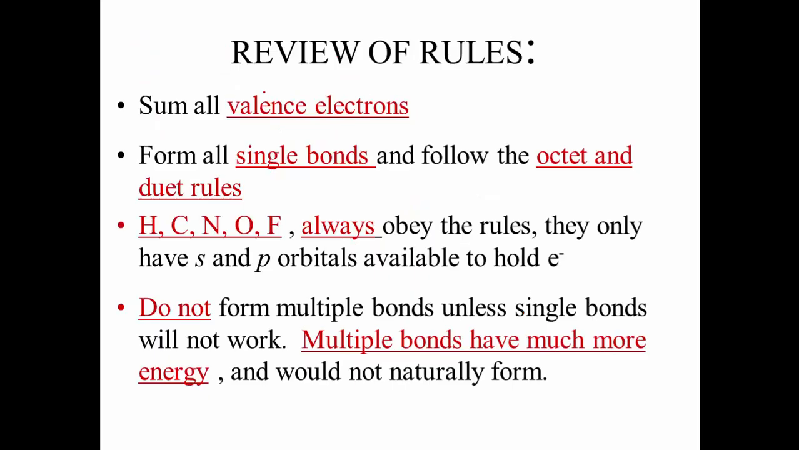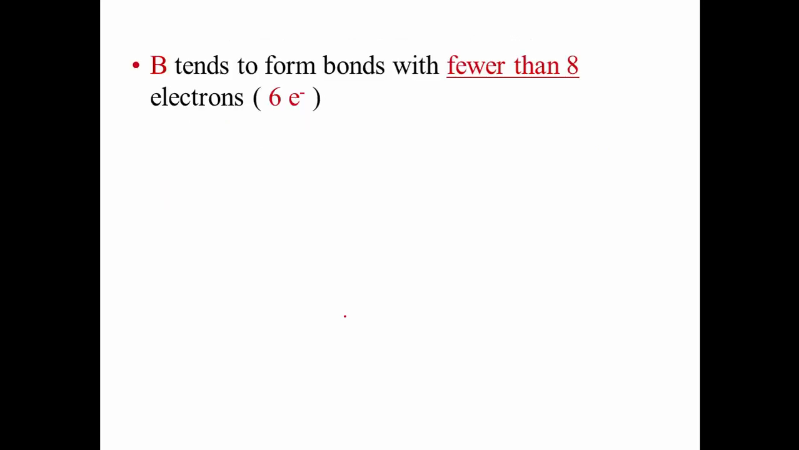So, review of rules. Get all your valence electrons. Make single bonds. Follow the rules. These always obey the rules. Don't make multiple bonds unless you need to. Then, boron only wants 3 bonds around it. Give it that, move on.